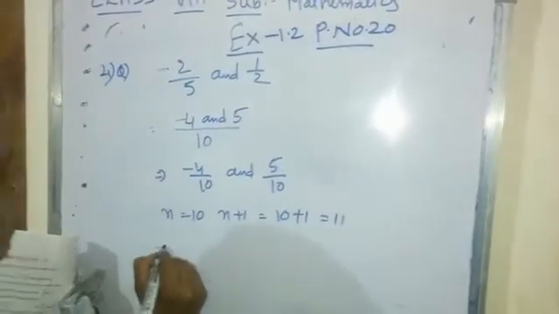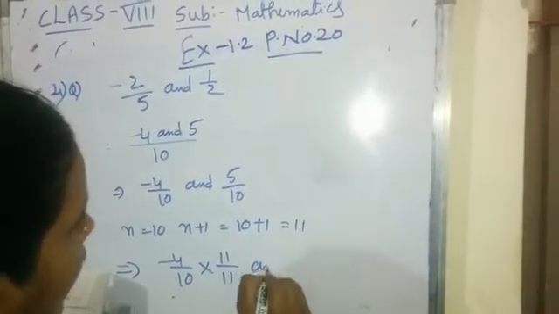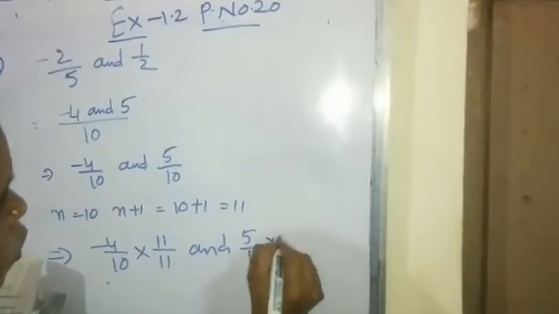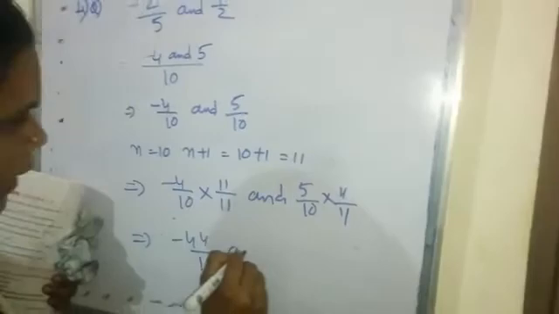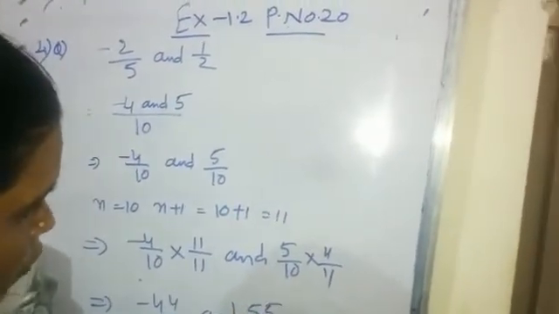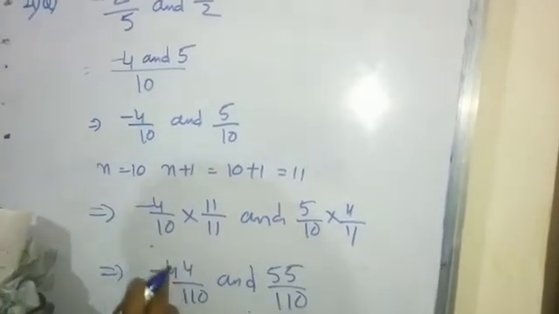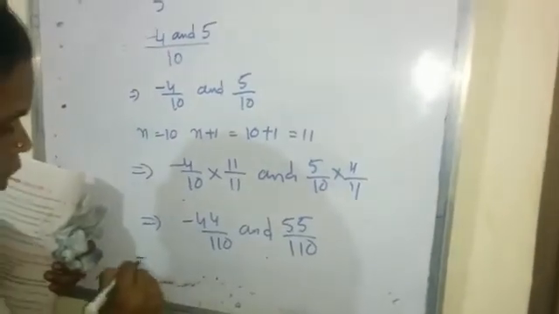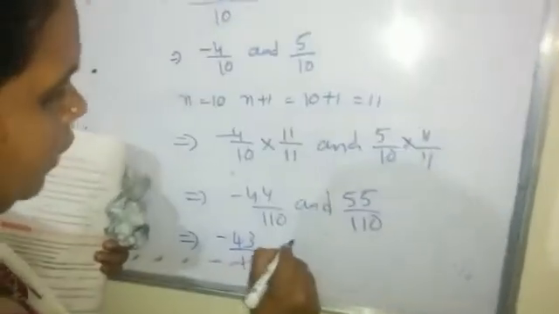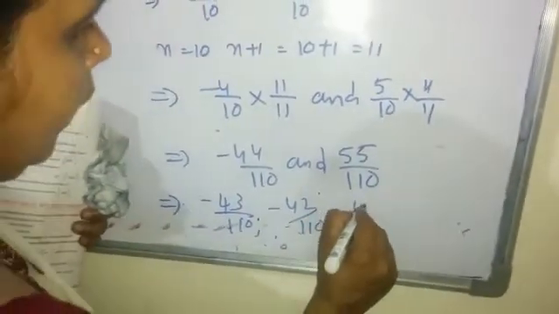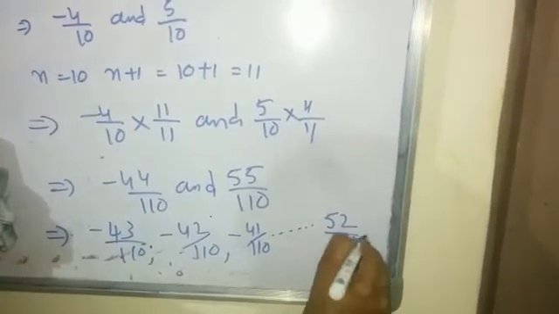Now see, children, it becomes -4 by 10 into 11 by 11 and 5 by 10 into 11 by 11, that is -44 by 110 and 55 by 110. Here -44 is a negative integer and 55 is a positive integer, so we can write more than 10 rational numbers also. The rational numbers are -43 by 110, -42 by 110, -41 by 110 and so on up to 52 by 110.